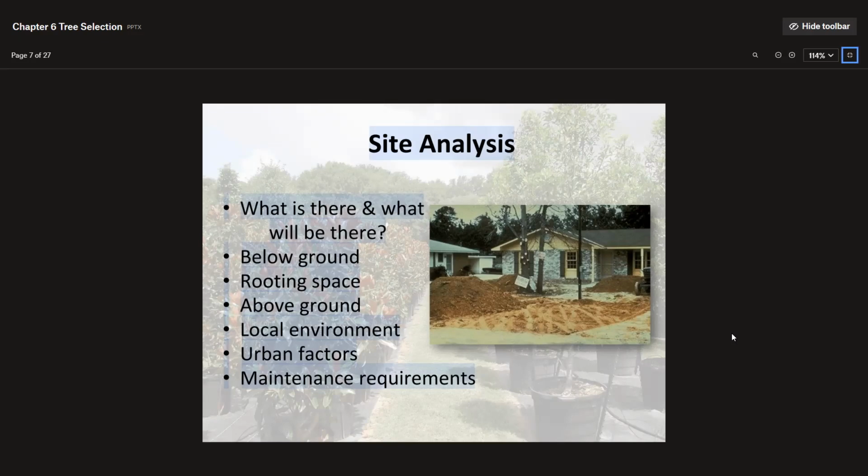Urban factors, right? What's the likelihood that this place is going to freeze and they're going to put salt all over the roads that might run into this tree's root system? And its maintenance requirements. How much maintenance is this tree going to need? How can I help the client do that? So all this is part of your site analysis and figuring out what you're going to plant where.